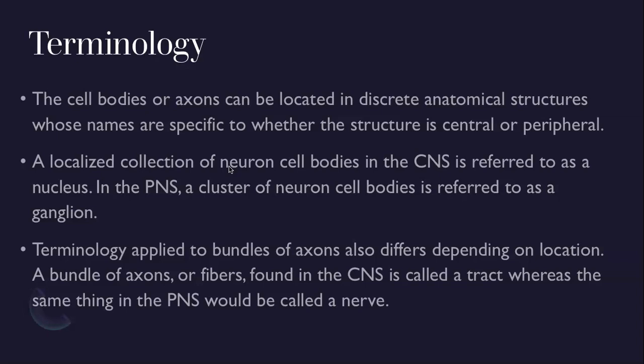Okay, so it's basically the same type of structure, but it's given different names depending on whether it's in the central nervous system or the peripheral nervous system. Similarly, if we talk about bundles of axons, if we find them in the central nervous system, we call that a tract, and the same thing in the peripheral nervous system, we call a nerve.